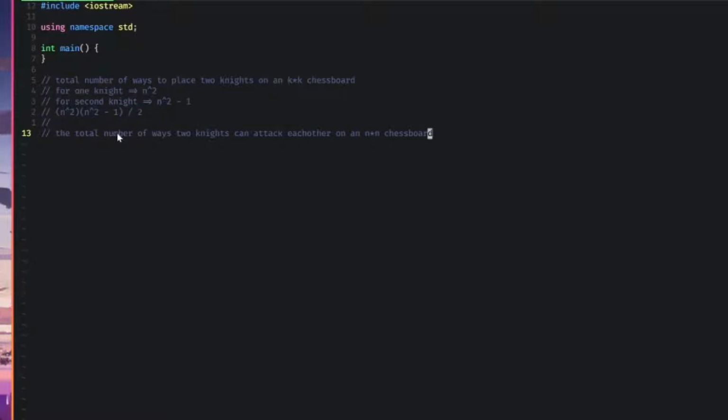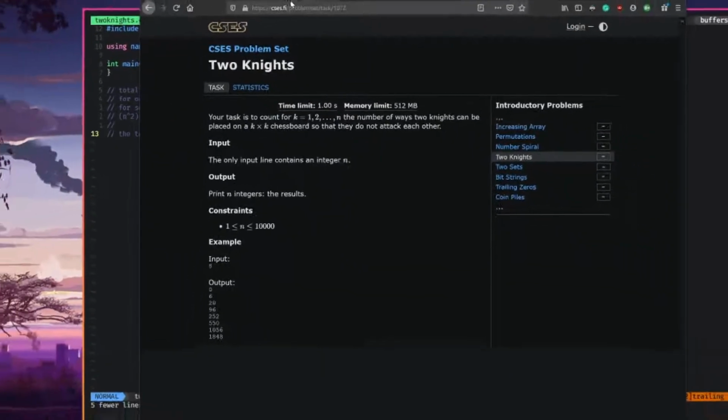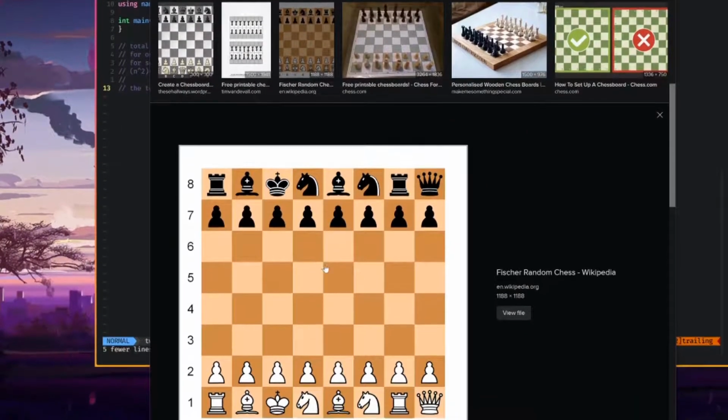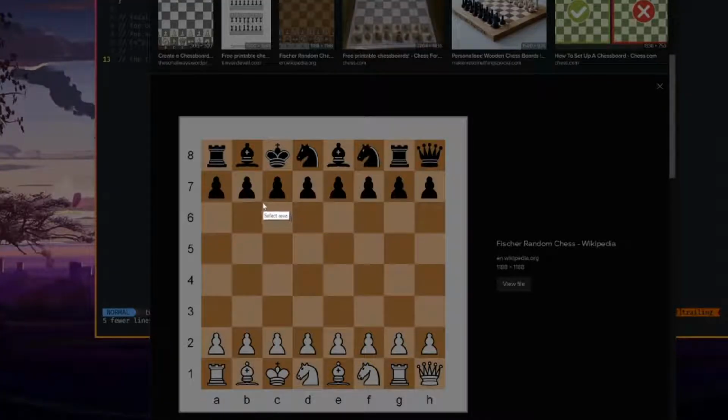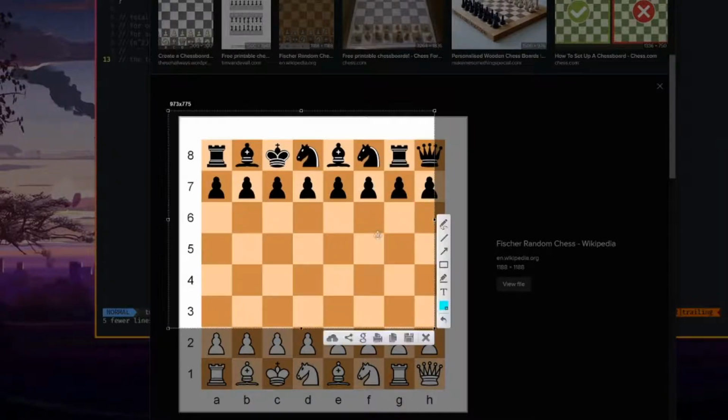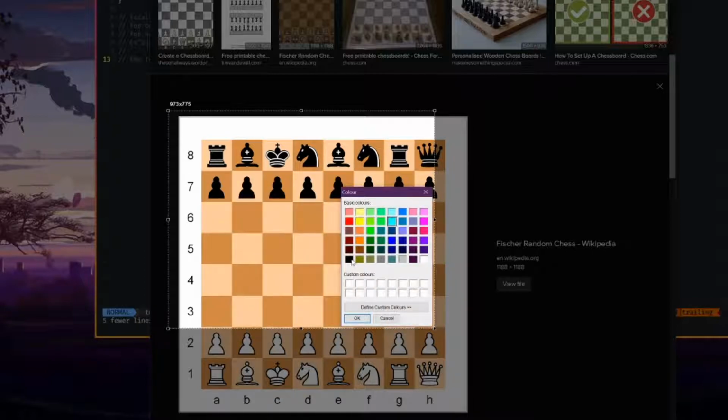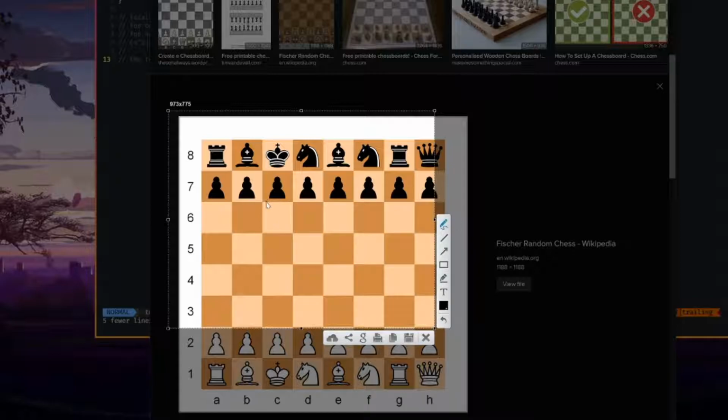Okay, so how do we find this? The best way to see this is just to visualize it. So if we have a chessboard here, a 3x3 chessboard. So the question is, how can we find out if a knight attacks another knight? Well, if you played chess before, you know it makes an L shape. So if the knight was here, it could attack a knight here, and it could attack a knight here.